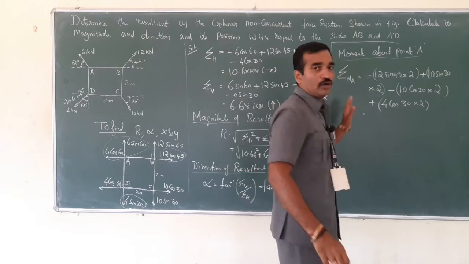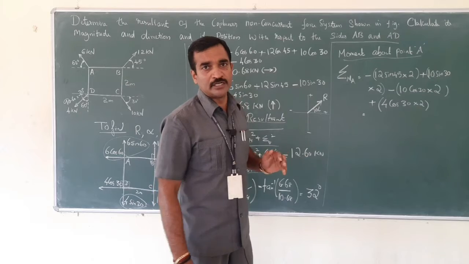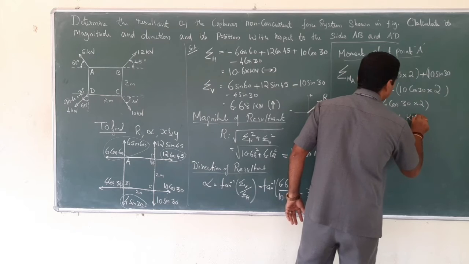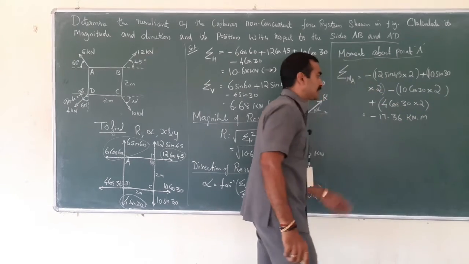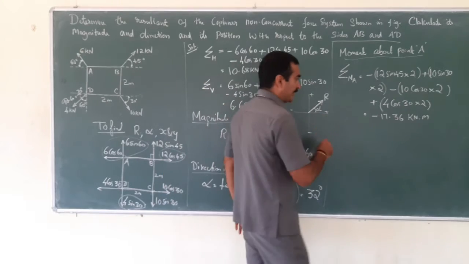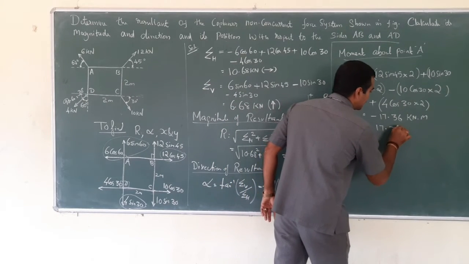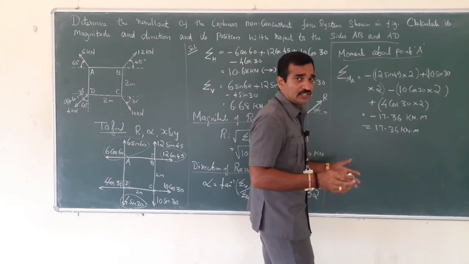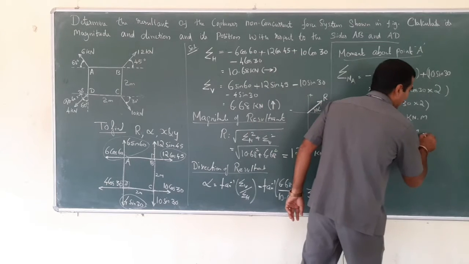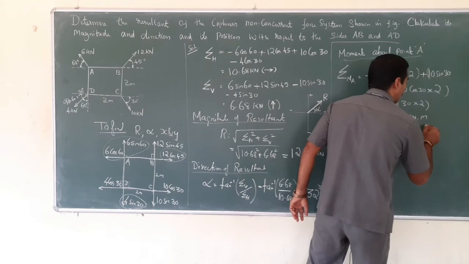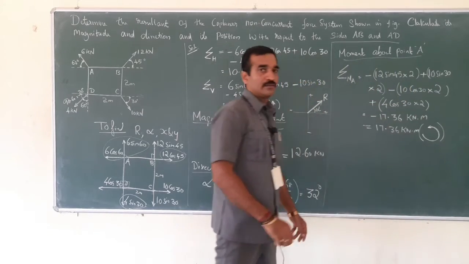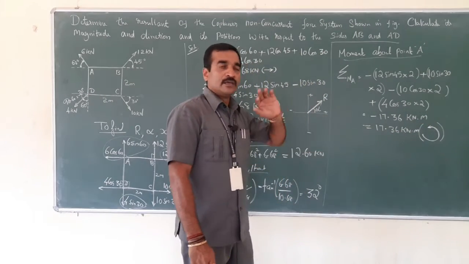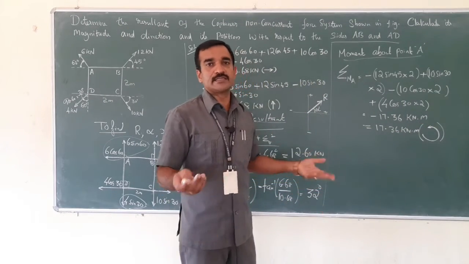Right. If you just feed these values in your calculator, you will get minus 17.36 kilonewton meter. So the sign convention is negative, so it is rotating in the anti-clockwise direction. By showing the positive value, you have to just show the sign convention representation. When it rotates in anti-clockwise direction, it is negative sign.